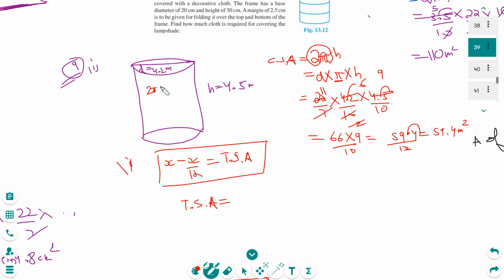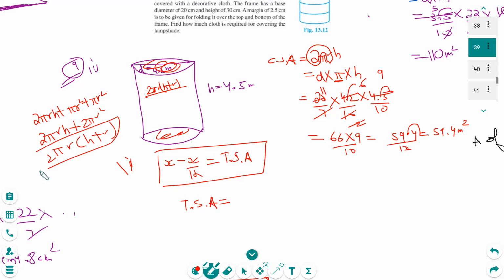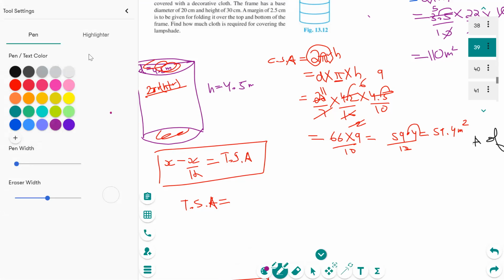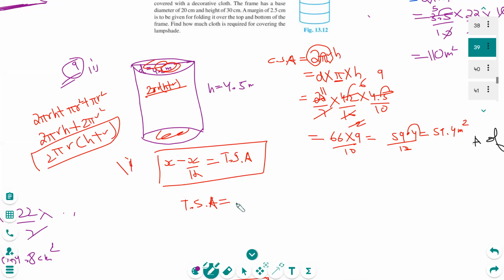2 pi r (h plus r) is my total surface area. How did I come about this? 2 pi r h is the curved surface area. Pi r square plus pi r square is the area of the top and the area of the bottom. So total surface area is 2 pi r h plus 2 pi r square. If I take 2 pi r common, this will be h plus r left. Is this clear to everyone? See, this is the misconception I was talking about. So 2 pi r (h plus r).